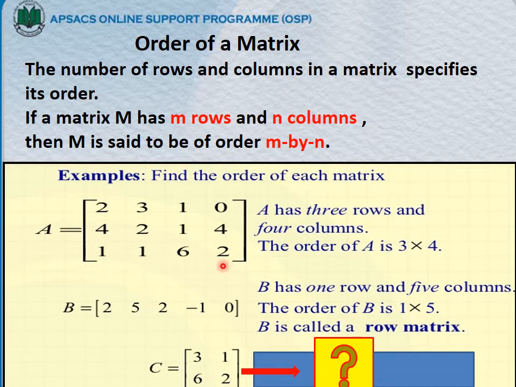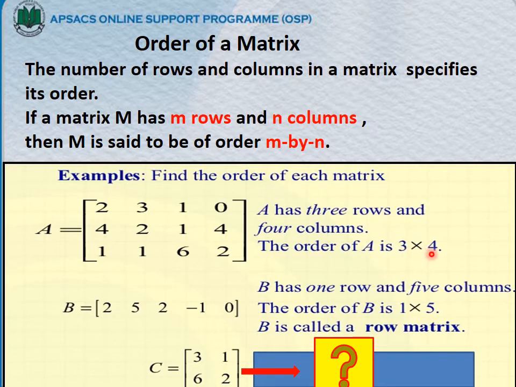This is a matrix. First of all, you have to count the number of rows. How many rows are there? 1, 2, 3. It means there are 3 rows, which I mentioned here. And now what is n? n means number of columns. So count the number of columns. 1, 2, 3 and 4. So what is n here? 4. So the order of this matrix is 3 by 4, where 3 shows the number of rows and 4 shows the number of columns.